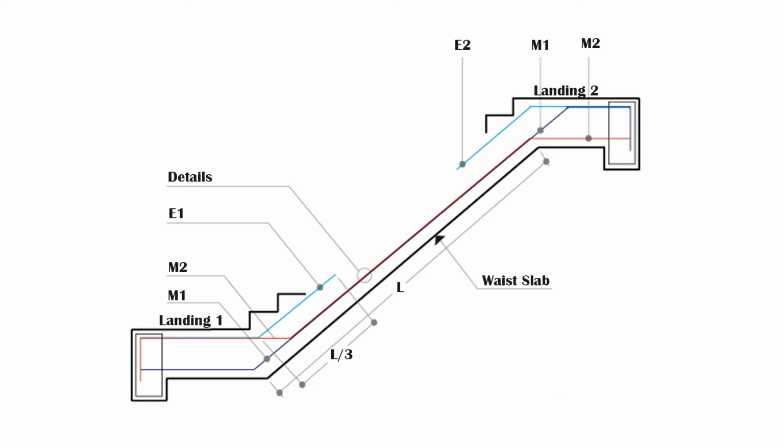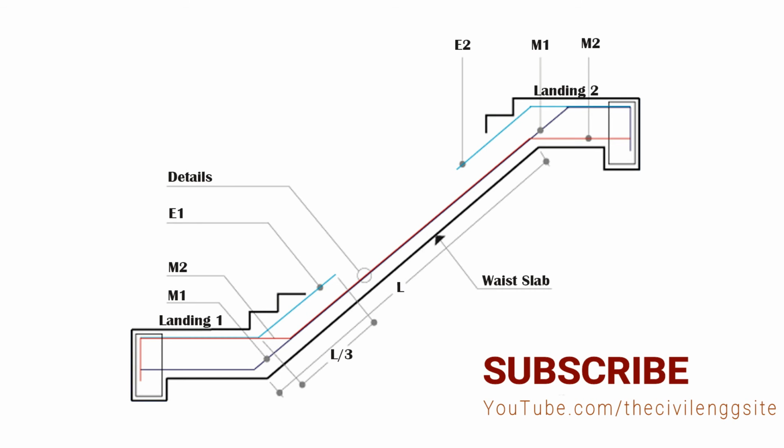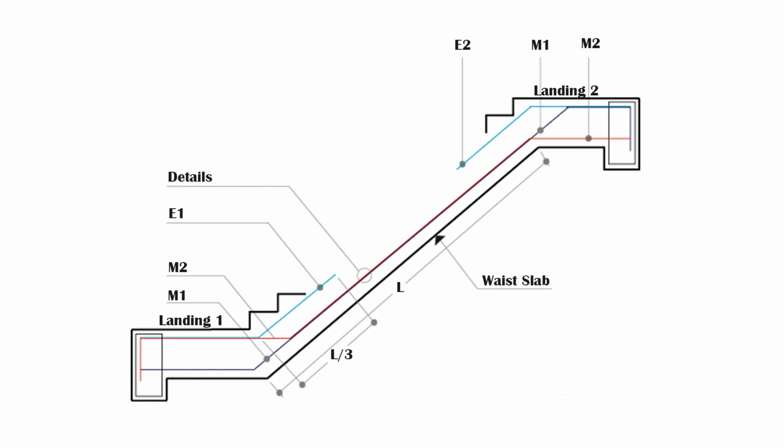The extra top bar, shown as E1 in the figure, is extended up to 1/3 the length of the waist slab from the first landing edge. The length of the waist slab is denoted as L here. E2 is also an extra top bar, same as E1, but it is placed at the second landing and extended up to 1/3 the length of the waist slab into the waist slab. Clear cover for both E1 and E2 is normally kept at 3/4 of an inch.